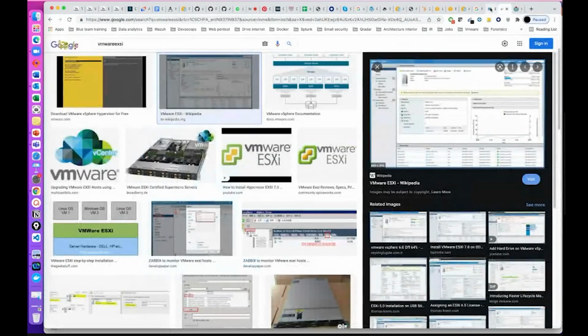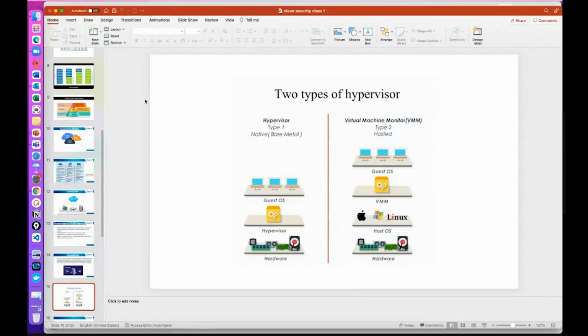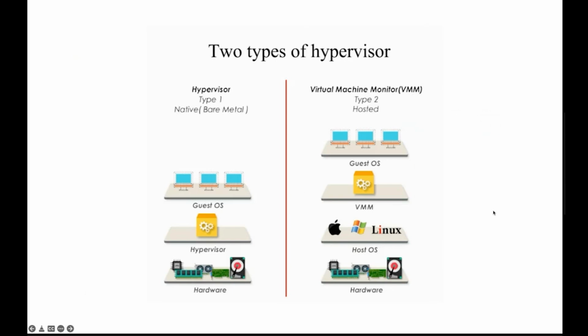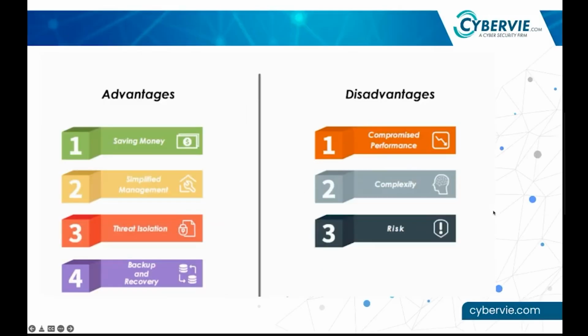If you take type 2, I can give a simple example of your desktops or laptops where you have Windows or Mac or Linux OS. On top of it, you will install VMware Workstation or Oracle VirtualBox, and then you will allocate the resources. You will have your ISO file, then you will deploy your virtual machine. Is it clear? Yes, sir.